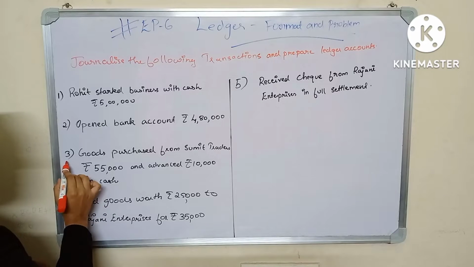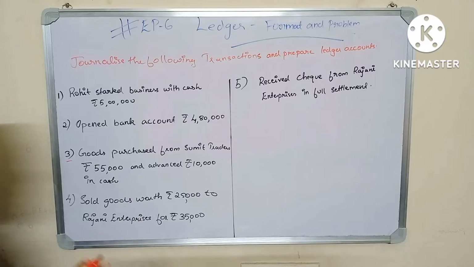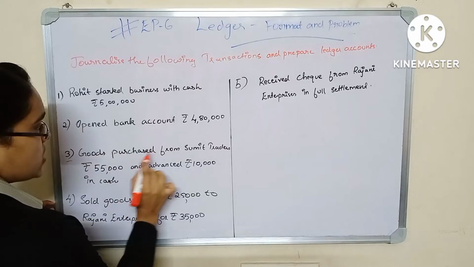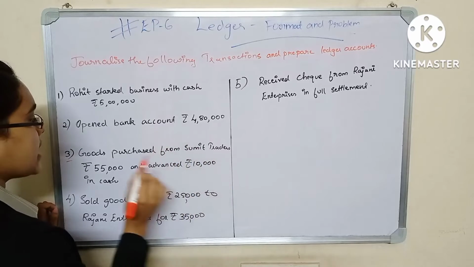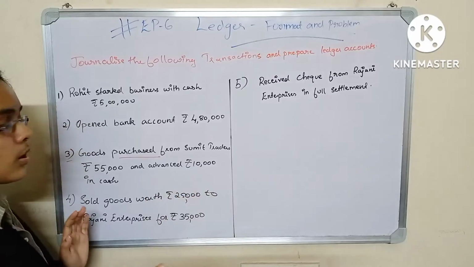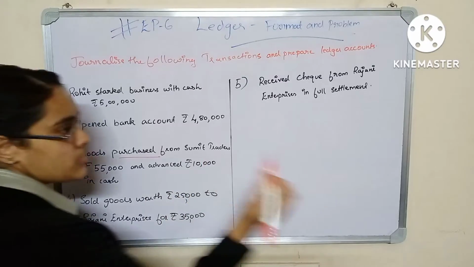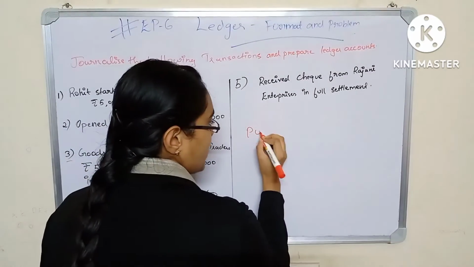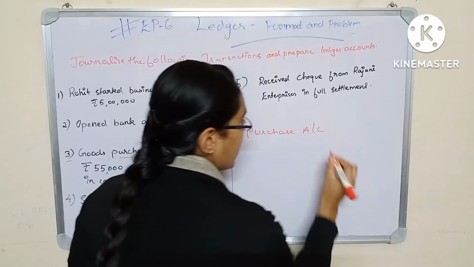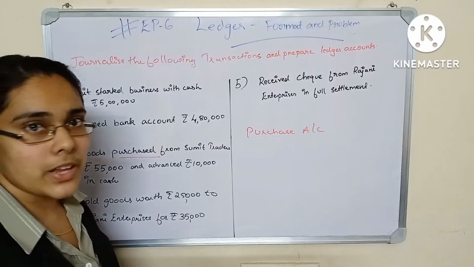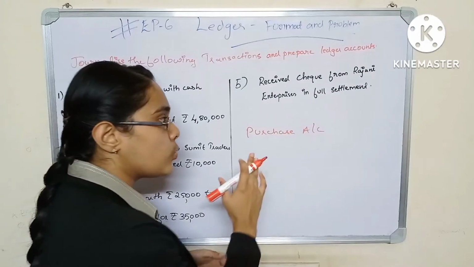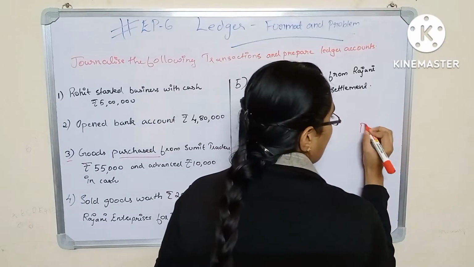Now this journal entry I will just be explaining. Just look: goods purchased from Sumit Traders. So you understand it is a purchase. Goods are purchased, so it is purchase. What will be the first aspect? Purchase account. When you are purchasing, it's an expense, so purchase account will always have a debit balance. So you will debit the purchase account.